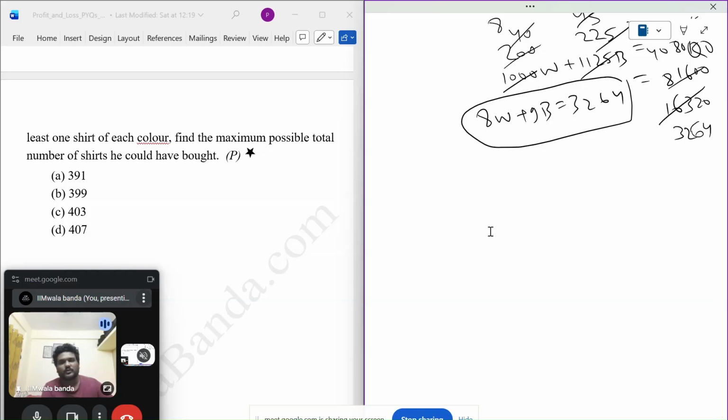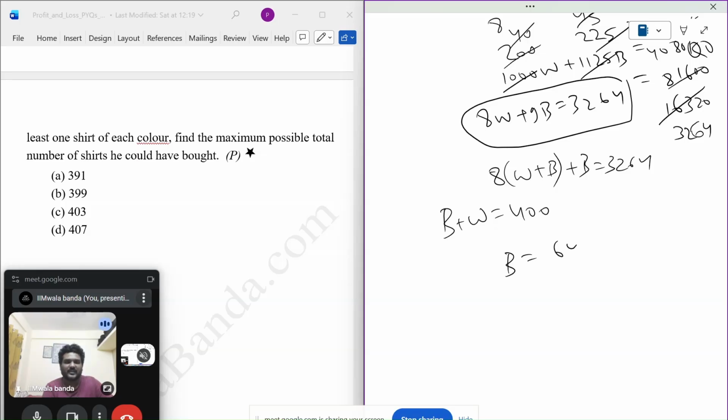The answers look very close to 400. If I assume, let's just assume, can I write it as this? Let's see. 8, 16, 24, 32. Yes. See, if I put B plus W as 400, this is 3200. So B is basically 64, which is possible. Maximum. Let's put the maximum, no? Let's put B plus W as 407. Let's see what happens.